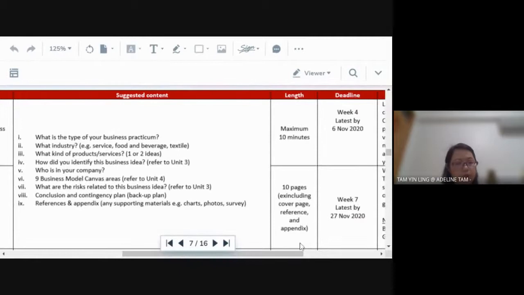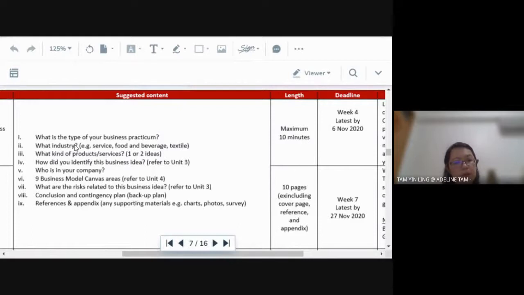So the suggested content. Let's go here. Okay, the content here. First, what is the type of your business? That means you tell me what product you are doing in what industry. If you have more than one product, then you choose one or two. What type of business can you tell me? Either you are selling products, or you are doing gig economy, or other methods, or a digitalized business. So you have to tell me first what you are doing.